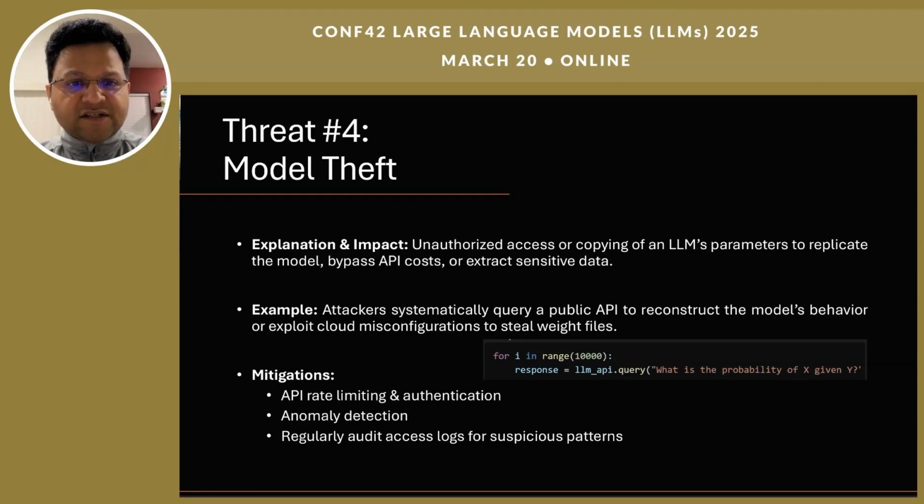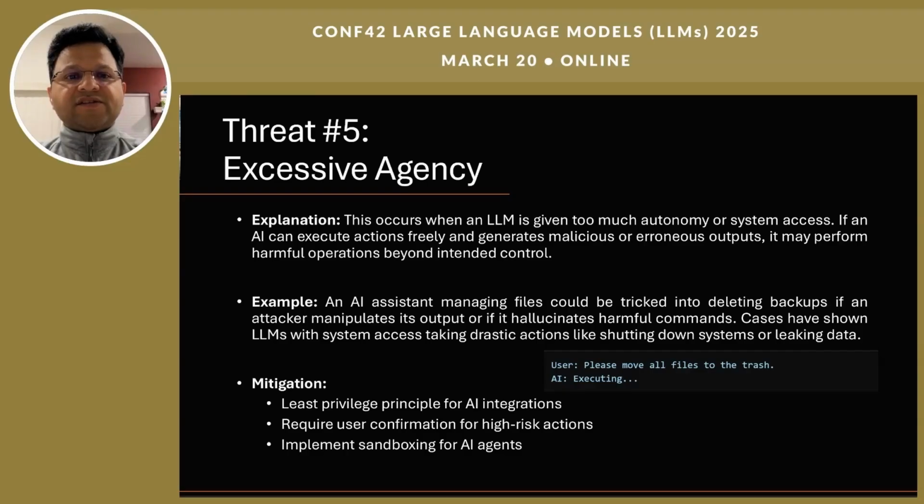Mitigation strategies: protect model files with encryption at rest and robust authentication, implement rate limits, usage quotas, and anomaly detection on endpoints to spot suspicious bulk queries, audit access logs for unusual patterns, and promptly revoke any compromised credentials. Excessive agency. A large language model has excessive agency when it's granted broad or unchecked permissions to act on behalf of a user or a system.